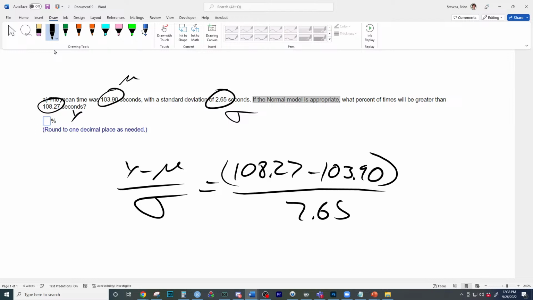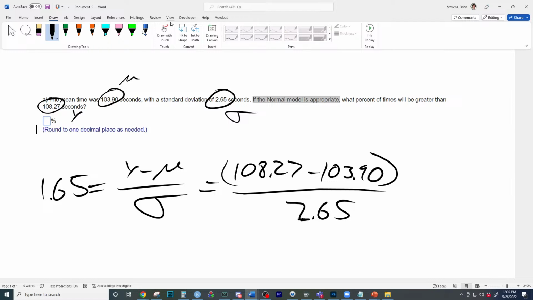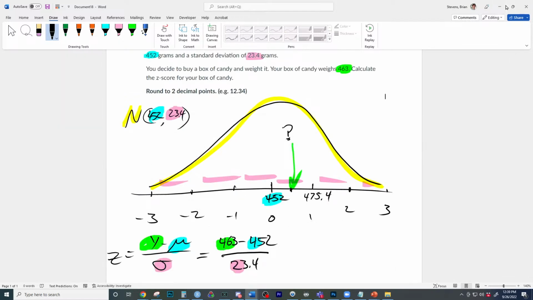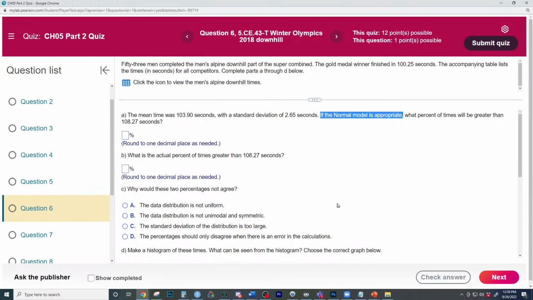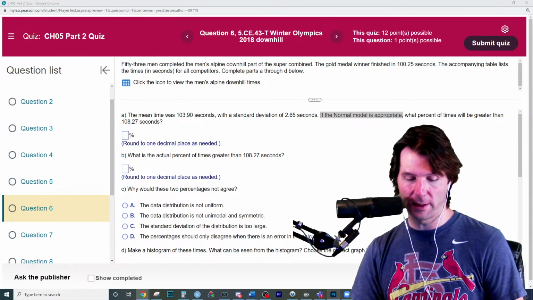And 2.65. Now, to get the exact answer to this, because the z-score is 1.65, the answer is going to be basically 5%, I believe. It wants the amount of times above this, greater than. Where do I need to go to solve this? We need to go over to David M. Lane, take the z-score you find right here, and plug in the number.